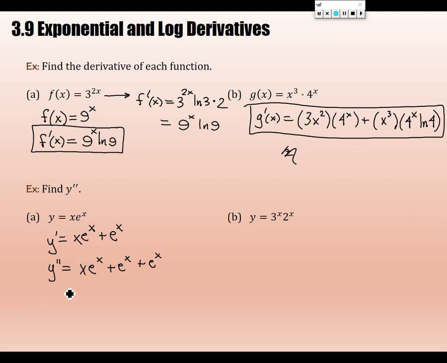Yeah, I don't know. You just add 2 e's. Or add 2 e to the x's. What's the fifth derivative? If the second derivative is x e to the x plus 2 e to the x, then x equals x plus 5. Maybe it's plus 5 e to the x or something?